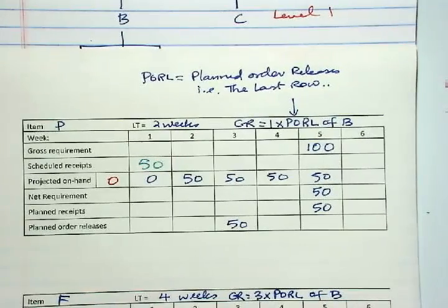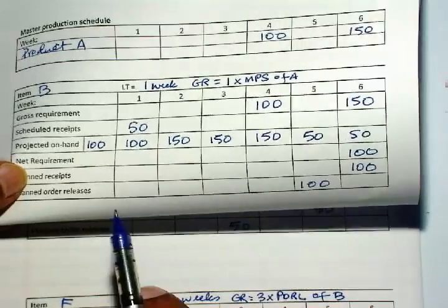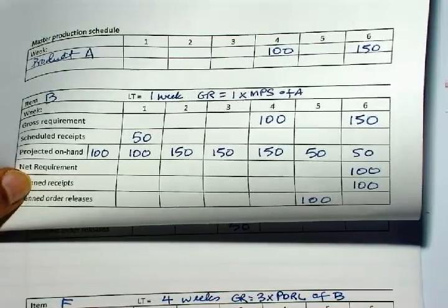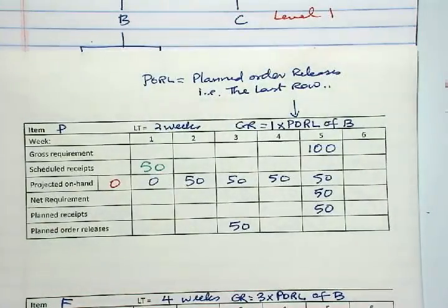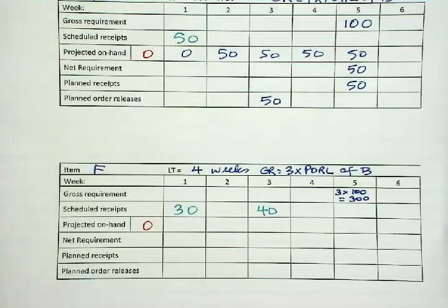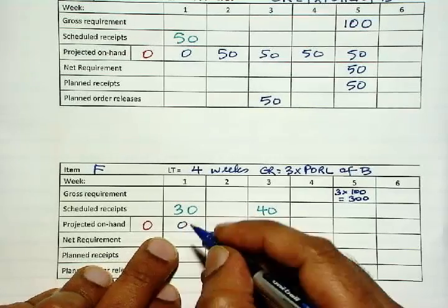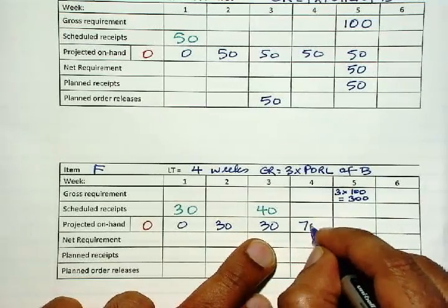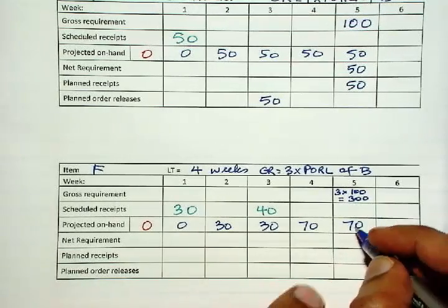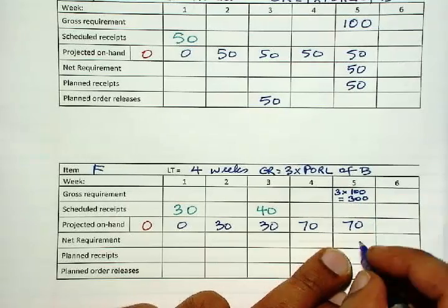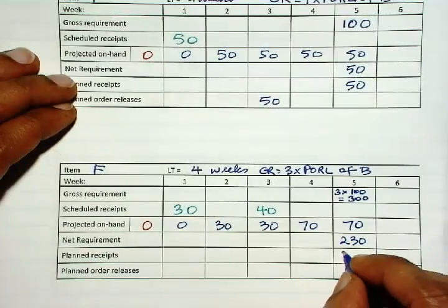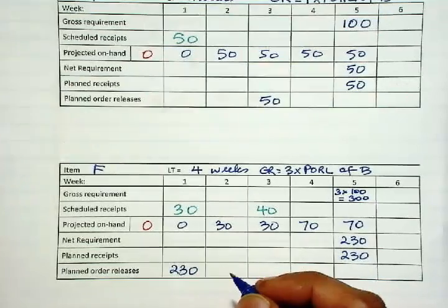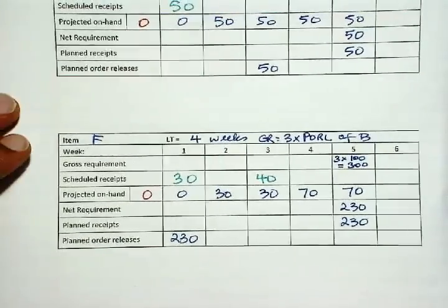So that means we go to item B and nothing everywhere except 5. So here this is 3 times 100 equal to 300. Now we can finish the rest of the computations. So we start with 0, project on hand is 0 plus 30, and nothing happening here, so 30 plus 40 is 70. Okay, 70 is available here, and so out of 300, 70 is available, 230 is not available, so that's our net requirement. So 230 and 4 weeks, so 1, 2, 3, 4, we have a planned order release of 230.